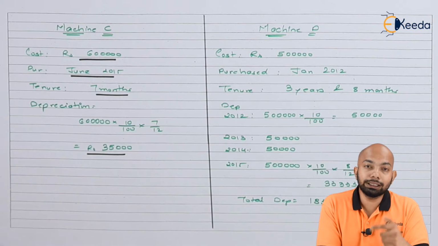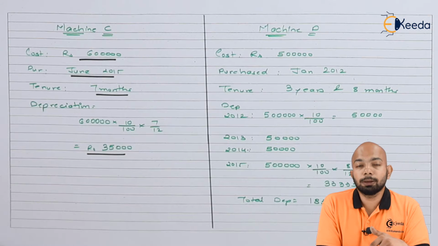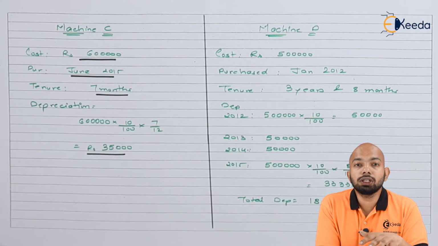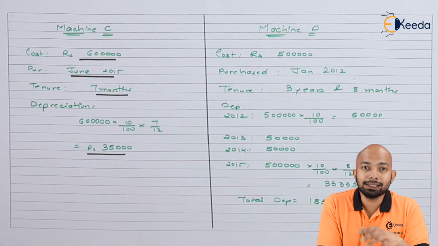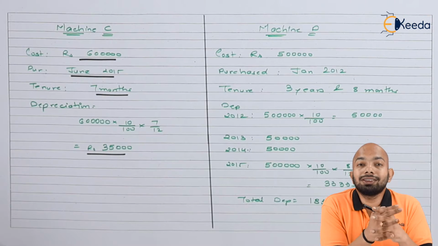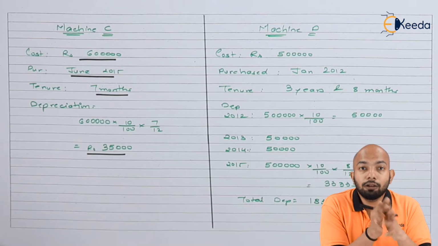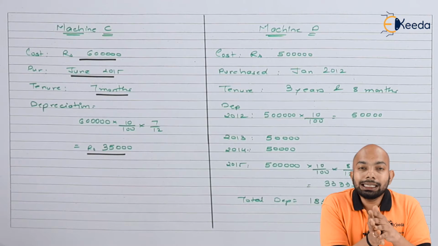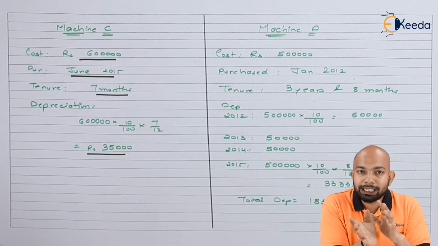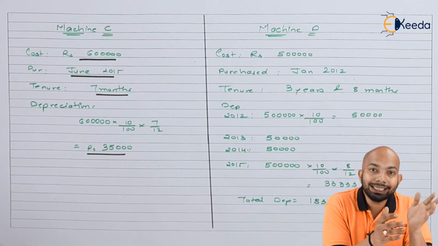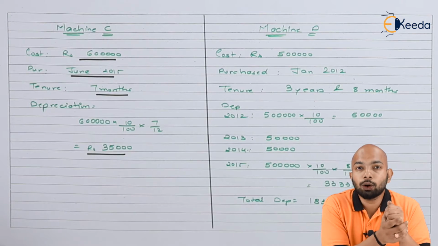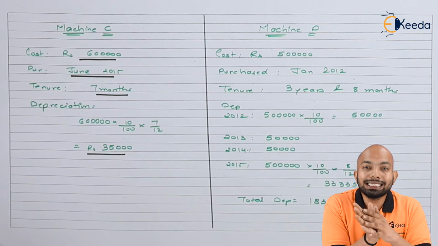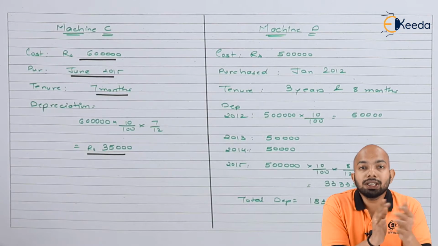However, in 2015, this machine was sold out in the month of September, on 1st of September rather. So from Jan 2015 until August 2015, 8 months, the total depreciation is 33,333 for that specific tenure itself. That means from Jan 2015 until August 2015, this is the depreciation. The total depreciation for 3 years and 8 months is 1,83,333.